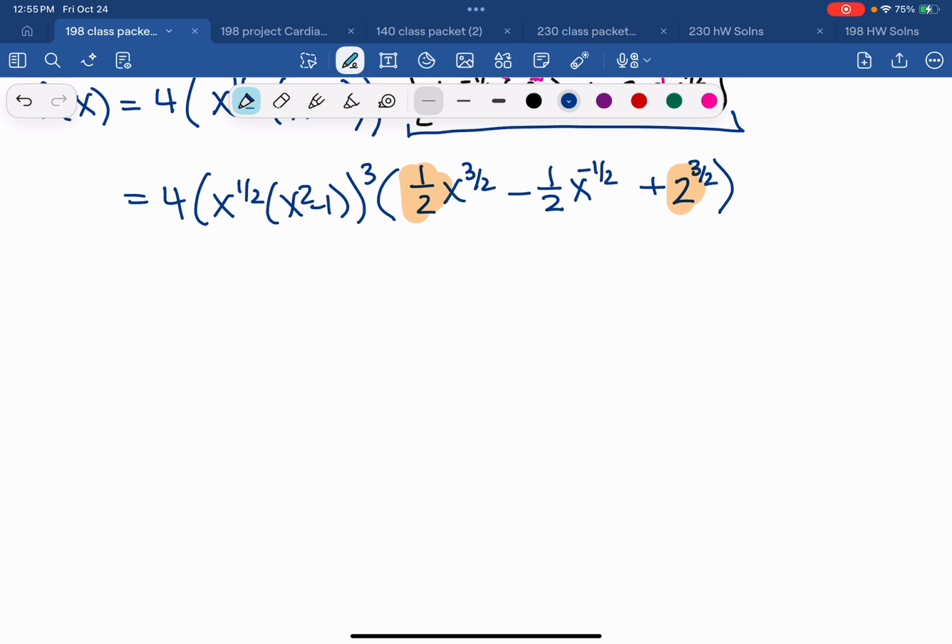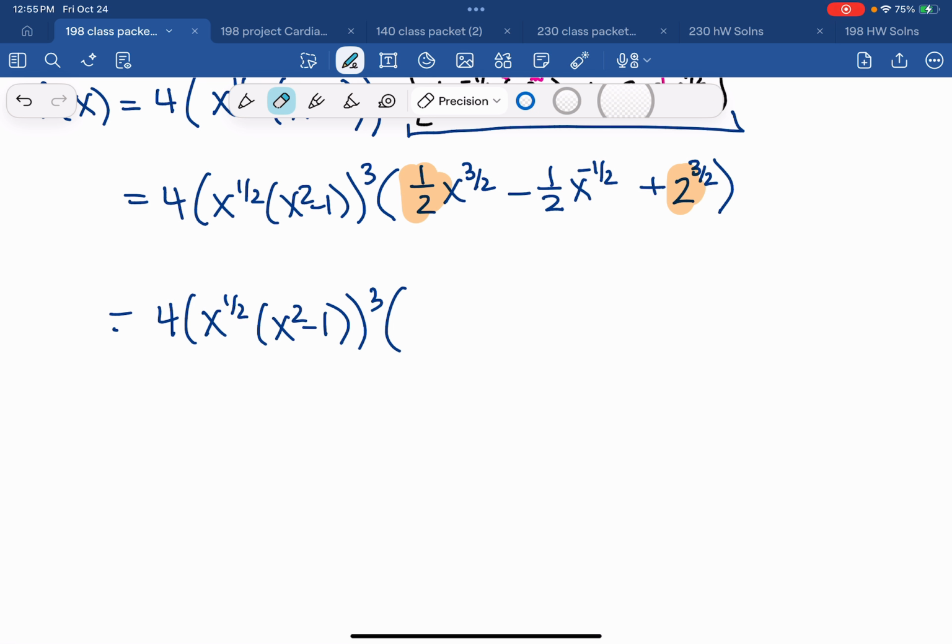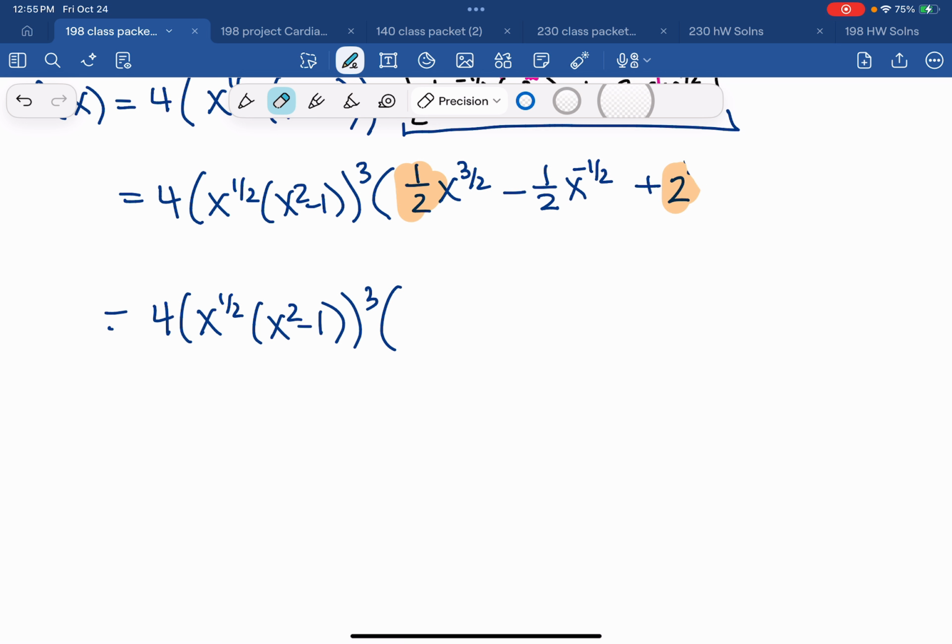Okay. So that first term stays the same. So 4 x to the 1/2 x squared minus 1, everything cubed, times. Now I am adding those 2 highlighted pieces together. Ooh, I missed something here. Hold on, let's fix that. I lost my x. So that is 2x to the 3 halves. There we go. And now let's highlight it back where it was.